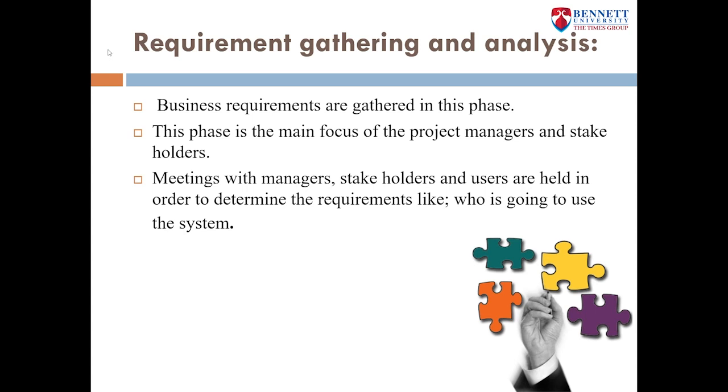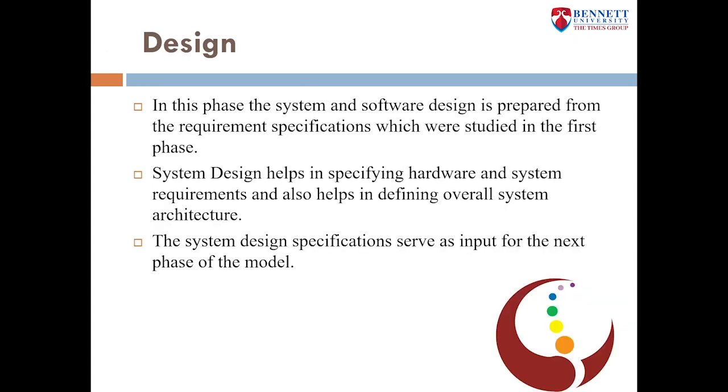So, moving on to the next phase, which is the designing phase. In this phase, the system and the software design is prepared from the requirement specification which was studied in the first phase. The system design helps in specifying the hardware and the system requirements which were defined in the first phase, and it also helps in defining the overall system architecture. The system design specifications serve as an input for the next phase of the model.